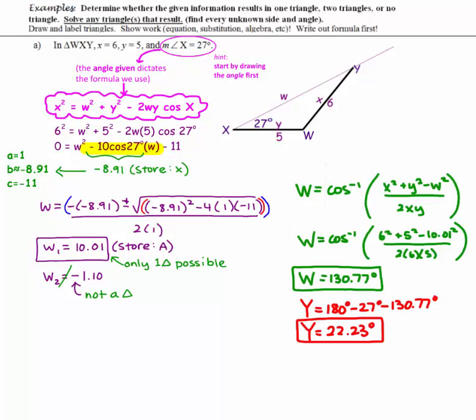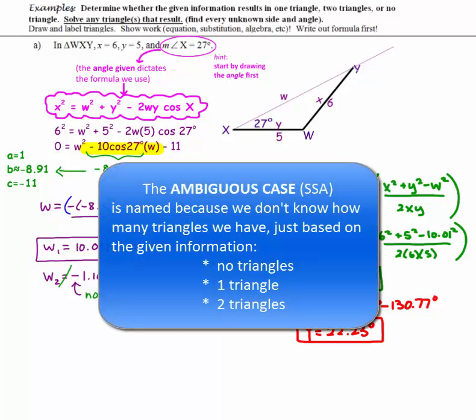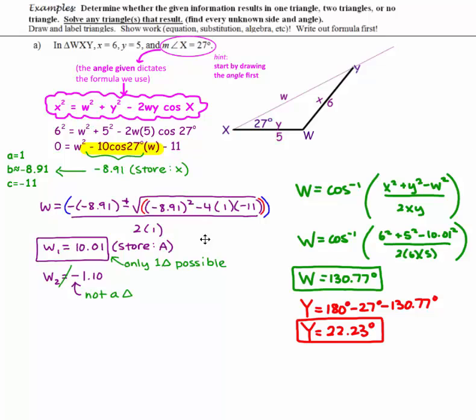Okay, so you should have gotten 130.77 degrees for angle W. You can check against your diagram, and that's an obtuse angle, so that makes sense. And then subtracting, you should have gotten 22.23 degrees for angle Y, and again, that's a little angle, so that makes sense as well. Okay, so with the ambiguous case, the reason it's called the ambiguous case is because it's unclear what type of triangle we're going to have. It's unclear here whether we were going to have one triangle, two triangles, or no triangles. And you could have any of those scenarios.